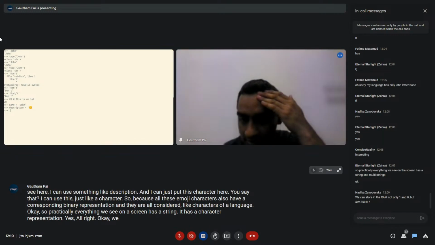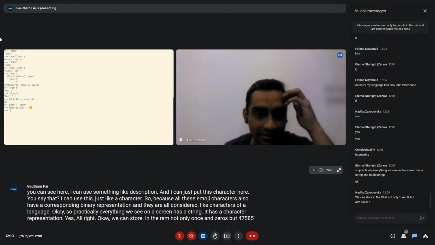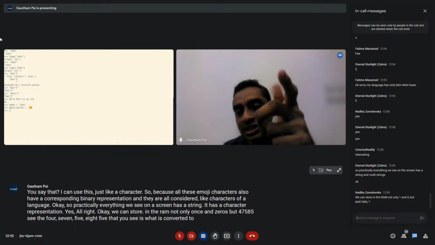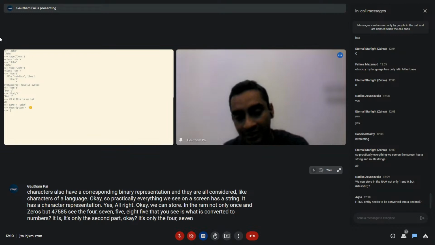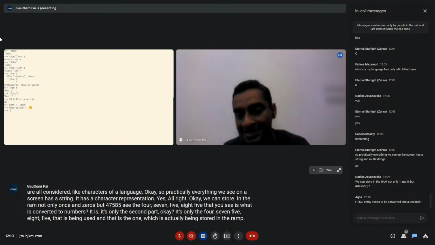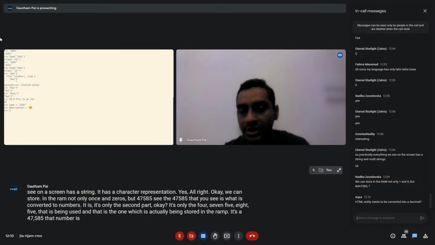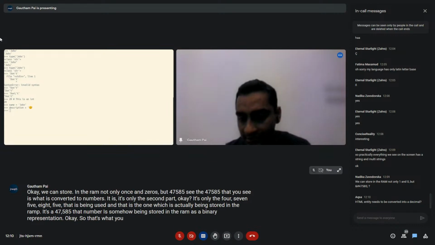Okay. We can store in the RAM not only ones and zeros, but 47585. See, the 47585 that you see is what is converted to numbers. It's only the second part. It's only the 47585 that is being used, and that is the one which is actually being stored in the RAM. That number is somehow being stored in the RAM as a binary representation. So that's what you should understand.